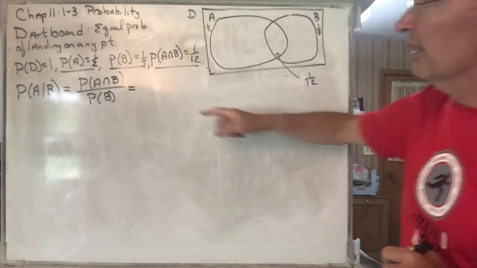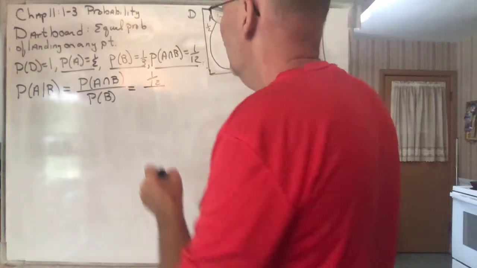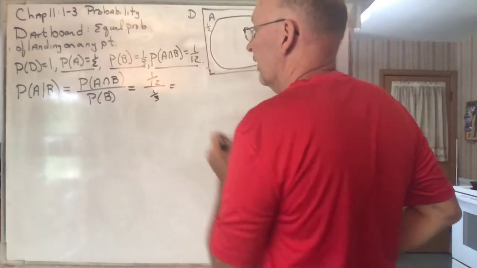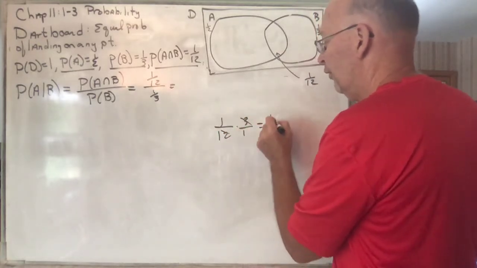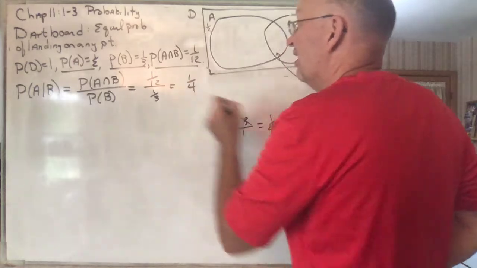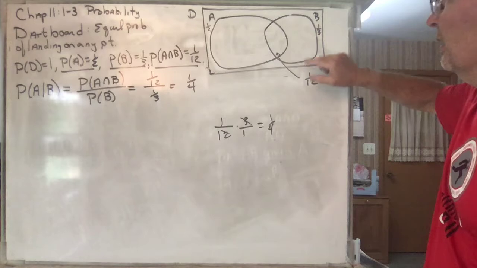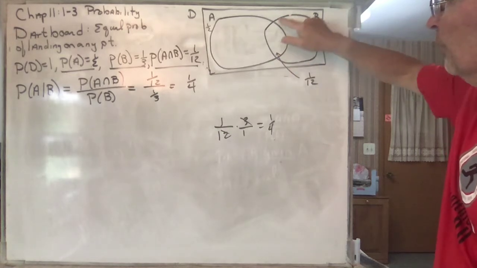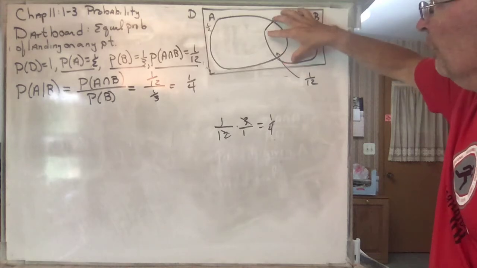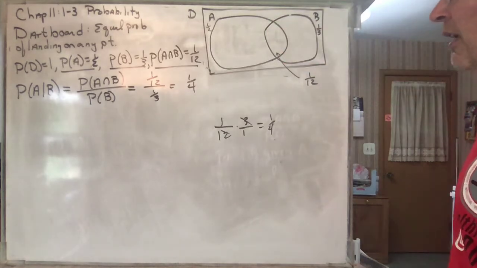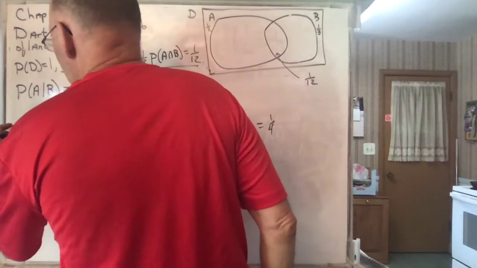So let's calculate it. It's going to be 1/12 divided by 1/3. And again, if you flip it up and multiply, you get 1/4. So in other words, if I tell you that you're in B, then since the total area of this is 1/3 and the area of the overlap is 1/12, 1/12 divided by 1/3, which is the whole thing, is 1/4, and so that would be your conditional probability. Okay, let's do the other one.